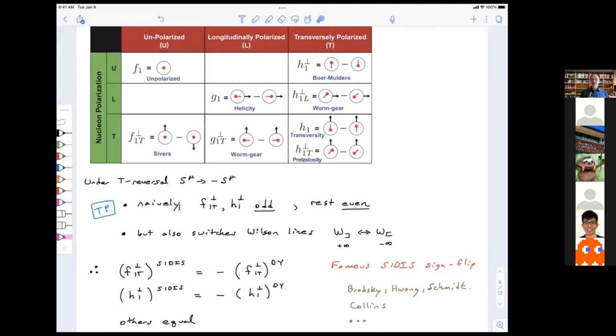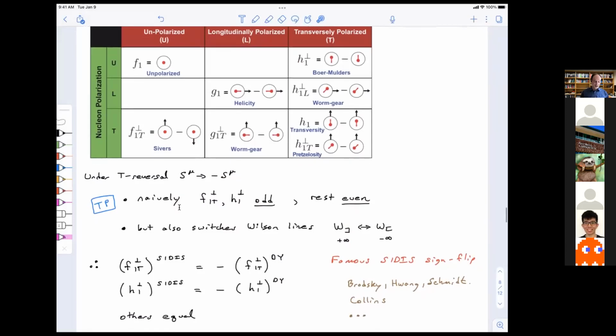But there's a key thing that happens also when you do time reversal, and that's that the Wilson line directions switch, from the past pointing, minus infinity, to the future pointing, or vice versa. So our W's that were going to plus infinity get swapped with W's that go to minus infinity. And therefore, we're talking about a different matrix element with a different Wilson line. It's a similar looking Wilson line, but it points in a different direction.